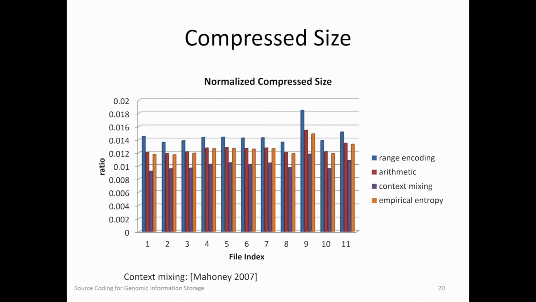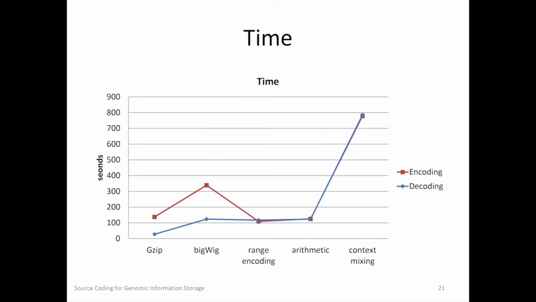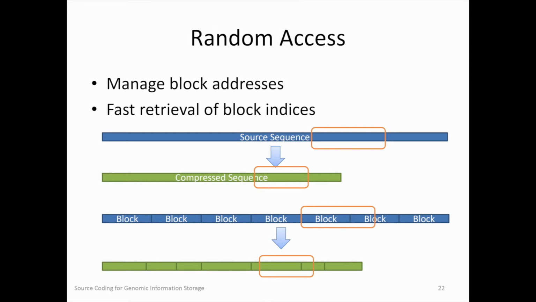However, we have to pay a price when we get this very low code rate, which is encoding and decoding time. We can see that range encoding and arithmetic coding have more or less the same decoding time, but much smaller decoding and encoding time compared to the standard bigWig. However, context mixing takes a much longer time to encode and decode. And also something that I didn't show here is that this algorithm also requires a large amount of memory to implement.